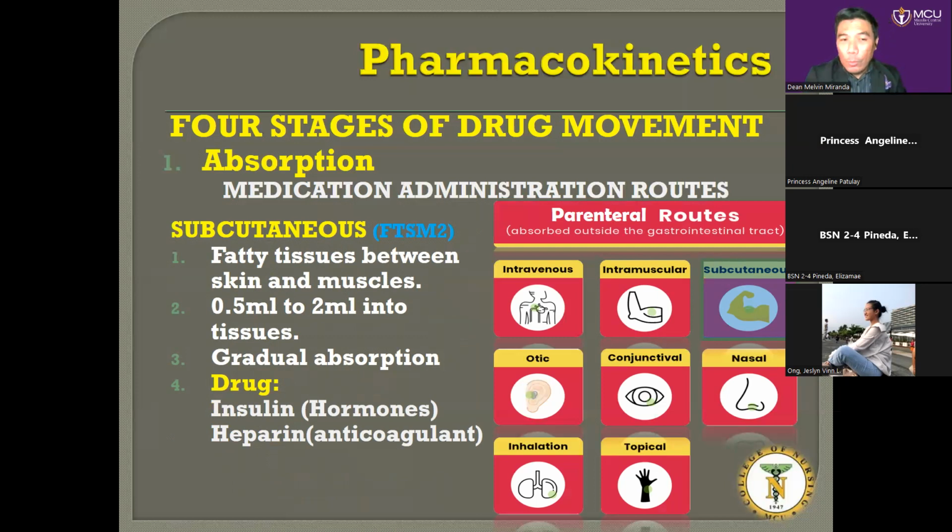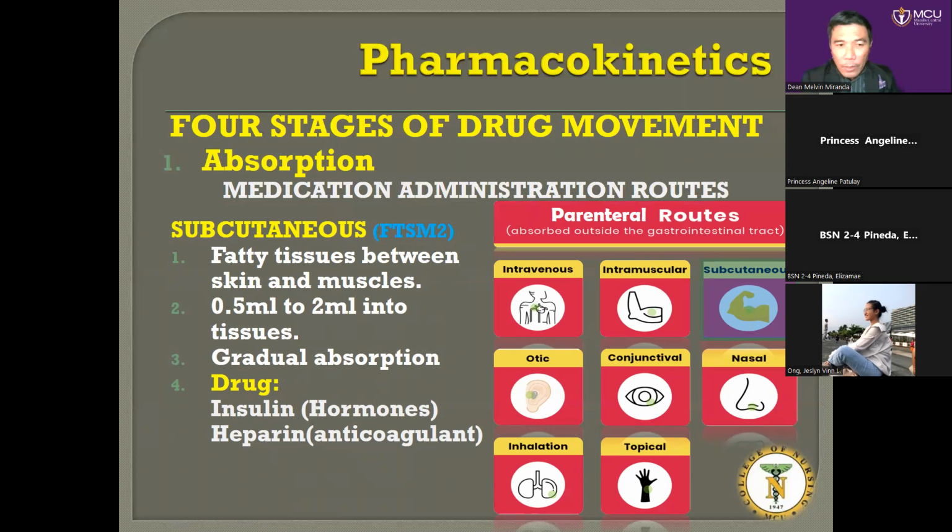The amount of volume that can be tolerated in the subcutaneous is 0.5 to 2 ml only. Remember, at 3 ml, be careful. It can no longer be tolerated. If it is too much, exceeding 2 ml, it may cause irritation of subcutaneous tissues, tissue irritation and injury, may lead to tissue death, and somehow cause a possible infection.